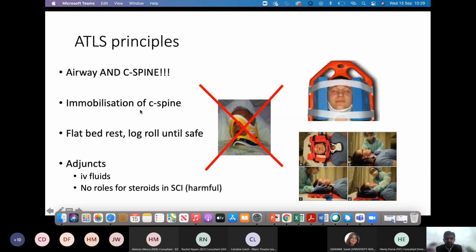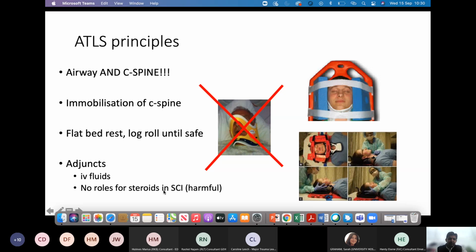If you've got any index of suspicion, keep them log rolled until you've got imaging or you can assess the neurology. As you know, a lot of them come in with head injuries, have impaired consciousness or have been intubated at scene, and therefore you can't assess them. In that case, leave them on bed rest, log roll them, do a CT whole body. That's the standard trauma series now.